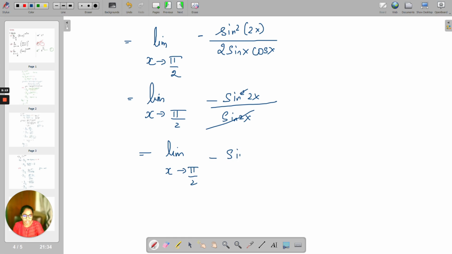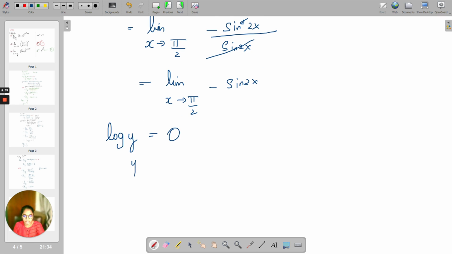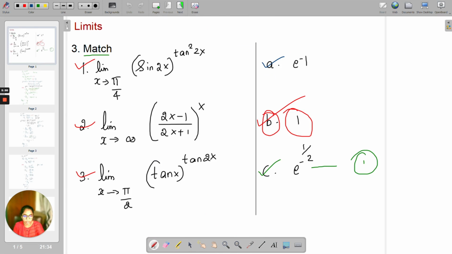Now after applying the limits, I would get sine pi. What is sine pi? 0. So on the LHS, I have log y. If we apply anti-log on both sides, I would get y is equal to e to the power 0. As we know, anything to the power 0 is 1. So our final answer is y is equal to 1. So the third value was B, and this is correct.